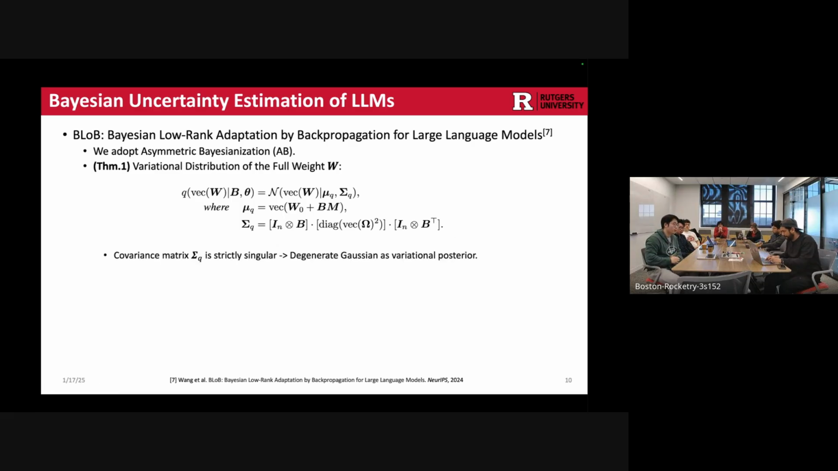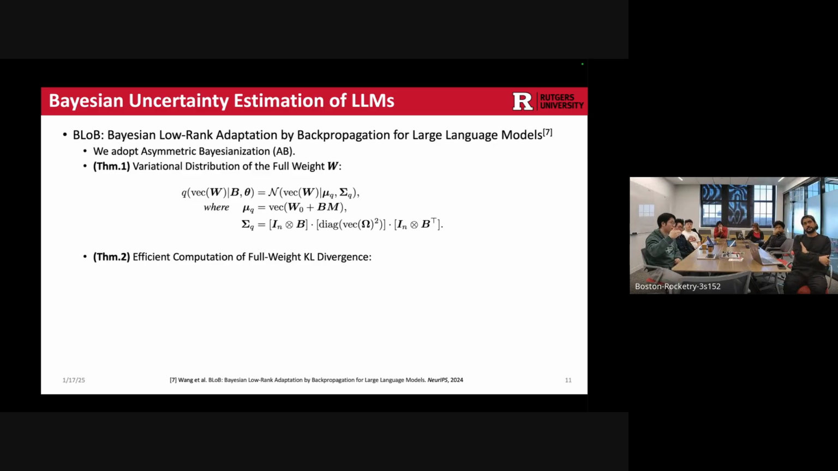One thing that we need to pay attention to here is that the covariance matrix sigma q is strictly singular, and this Gaussian distribution is actually a degenerate Gaussian. It means that your weight distribution is actually in some lower-dimensional space instead of the full weight space. And it's a bit different from previous studies of Gaussian distributions with low rank structure, which are still full rank, with only the structure itself being low rank.